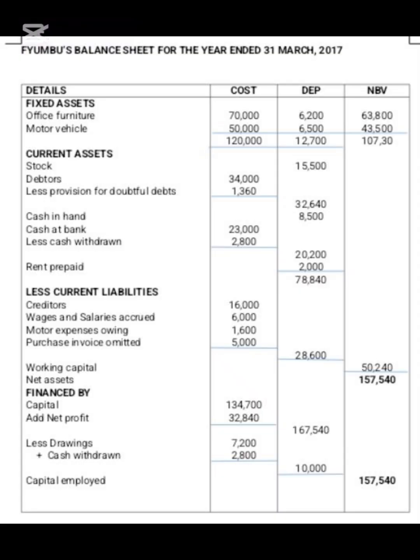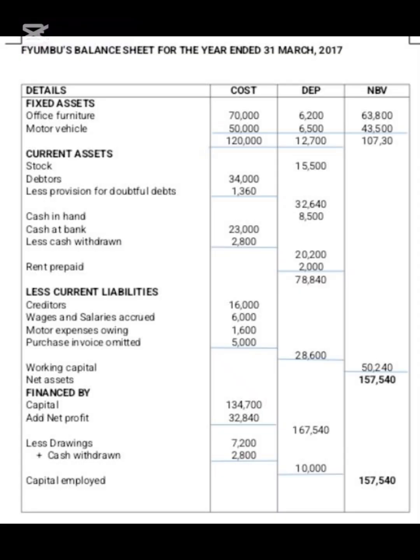So 28,600 we subtract from 78,840 to give us 50,240 as our working capital. Then our working capital, we add it to 107,300 to give us our net assets, which is 157,540. So this is our balancing figure in this question. Then we go to the financed by.